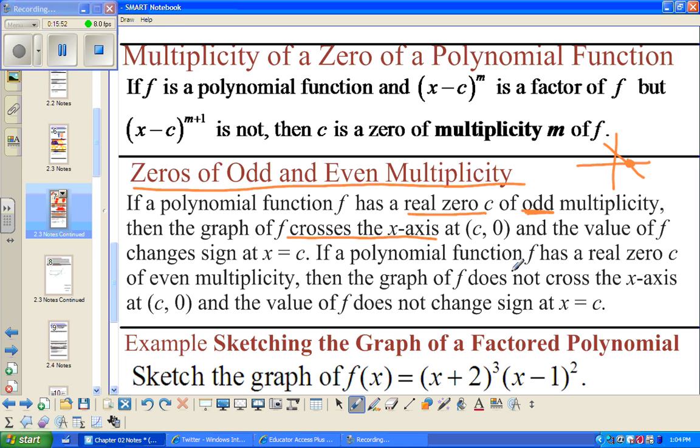If that c was of even multiplicity, so you could factor out an x minus c 2 times or 4 times or so on, then the graph would not cross the axis. That could be the example where if it was that same c value, maybe it came down, it would hit, but then come right back up again. So that would be where there's no sign change at c. That's what this is describing.